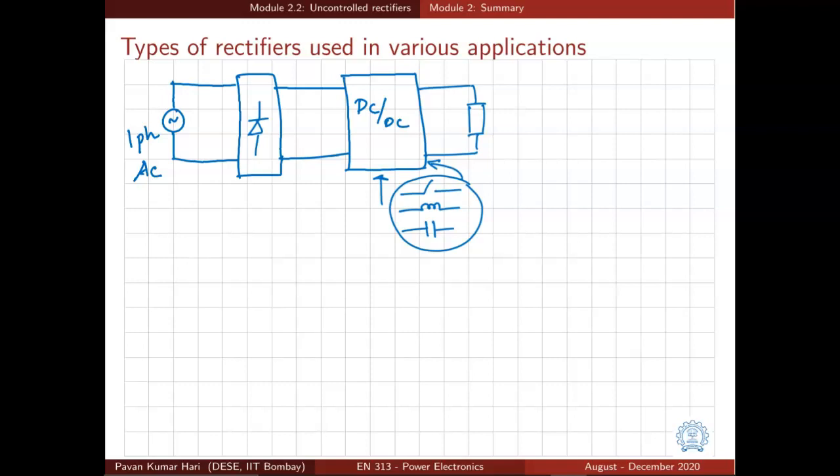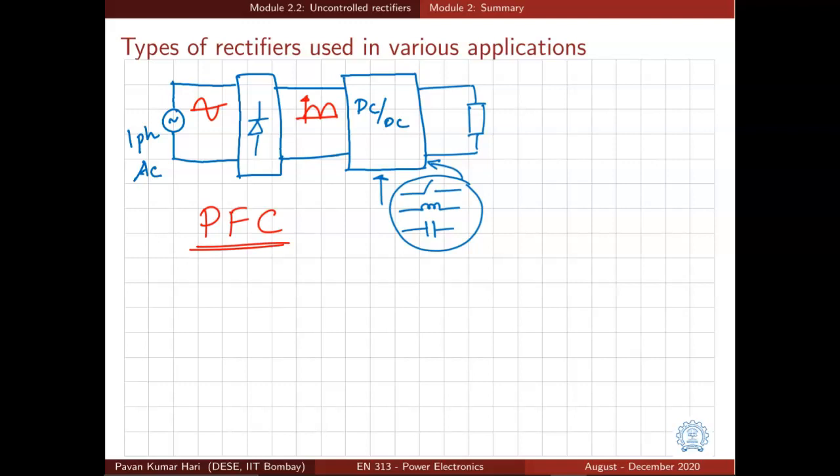In this application, if the switches of this DC-DC converter are switched, that means turned on and off, in such a way that the current drawn by the DC-DC converter looks like this, then automatically the current drawn on the input side will be sinusoidal. The AC source current will be sinusoidal. Such current can be realized by appropriate control, and this is popularly known as a PFC circuit, power factor correction circuit.